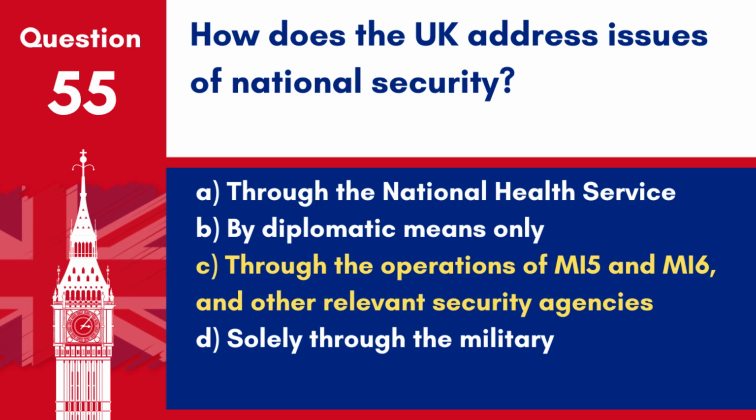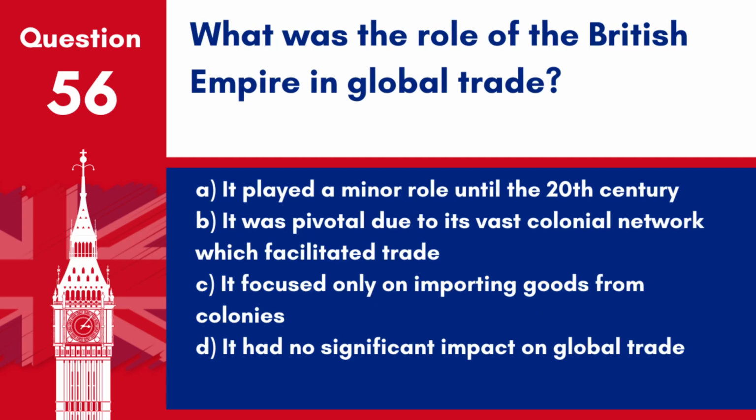Answer C. Through the operations of MI5 and MI6 and other relevant security agencies. The UK addresses national security issues through various agencies including MI5, domestic, and MI6, foreign, along with other security and intelligence organisations. Question 56. What was the role of the British Empire in global trade?